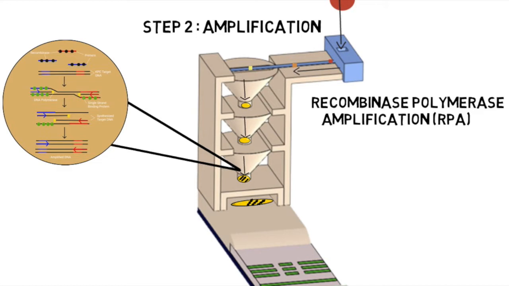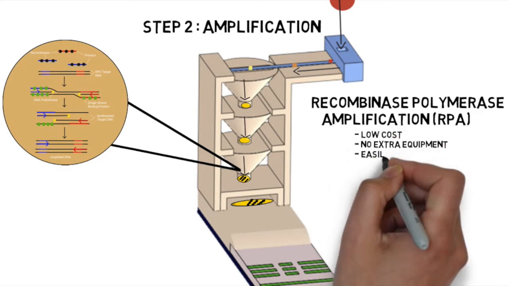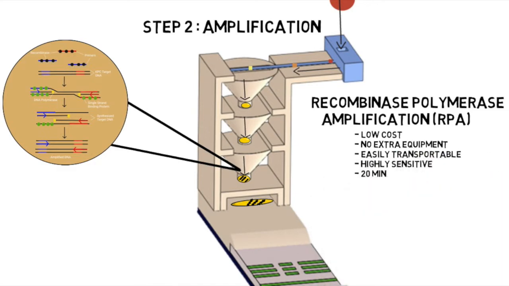This isothermal technique allows amplification without a thermal cycler, reducing costs and equipment. RPA is easily transportable, user-friendly, highly sensitive, and generates results rapidly within 20 minutes. It is thus ideally suited to point-of-care settings with minimal resources.